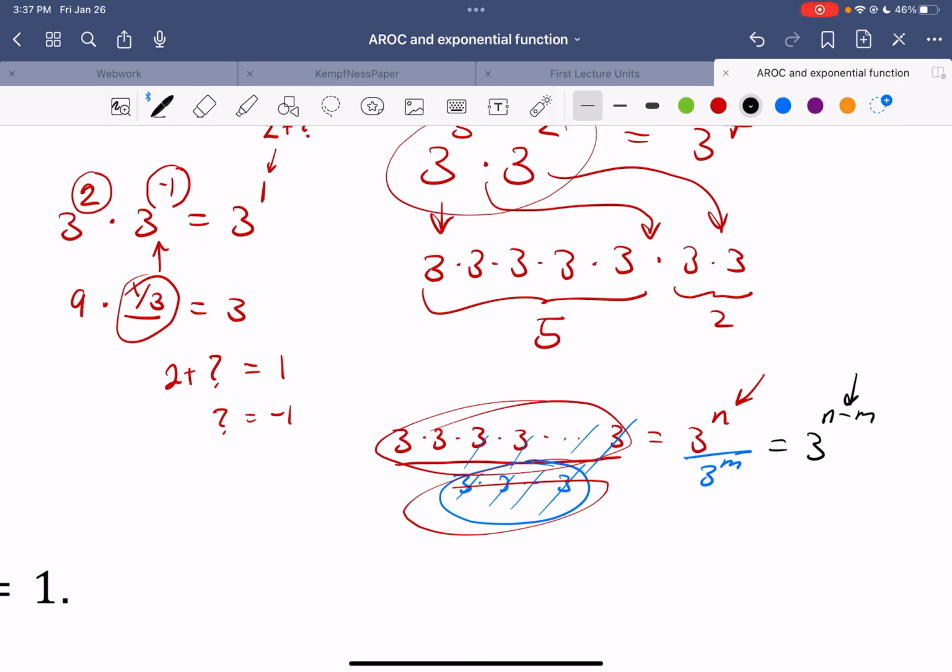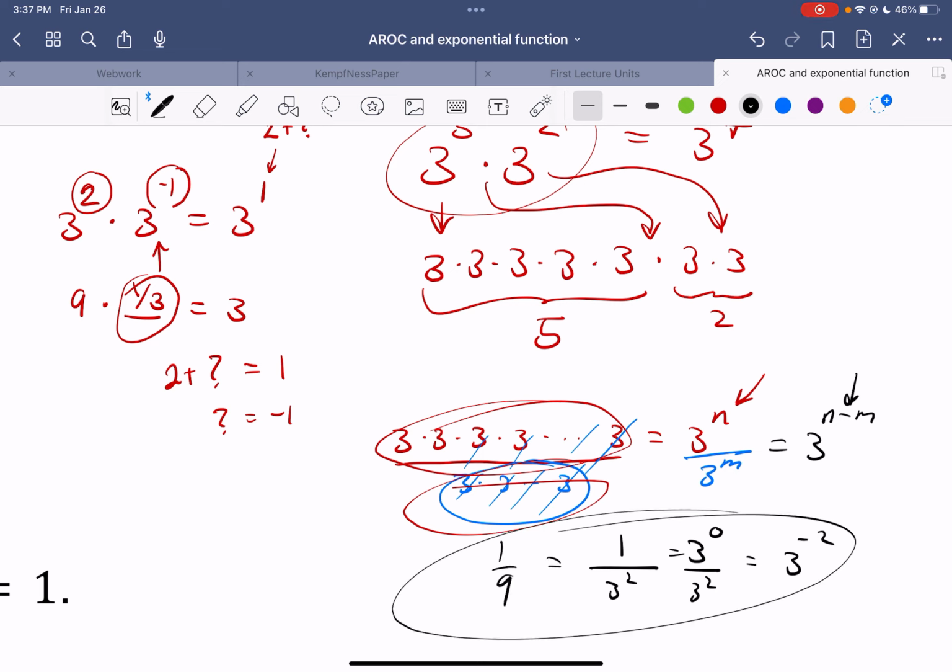And what if there were none on top? What if the top was just the number 1? So there's no 3s. Oh, but then what if there were 2 3s on bottom? Well, that's the same as 3 to the -2, which is 1/9, okay?